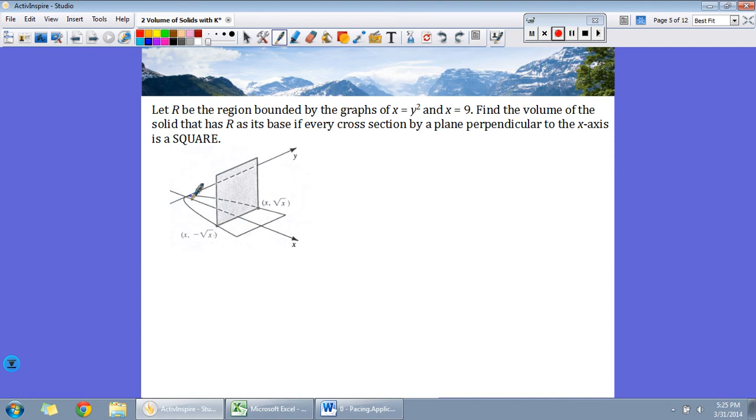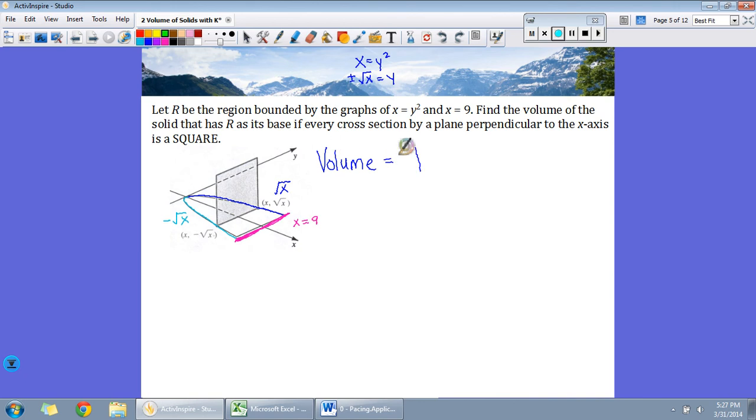The base goes back to what we learned previously with area between two curves. Here we have the curve x equals y squared. And if we look, we can divvy that up. So x equals y squared, we can solve for y. So y equals positive or negative square root of x, which means the top of this parabola is going to be the square root of x, and the bottom of our parabola is going to be negative square root of x.